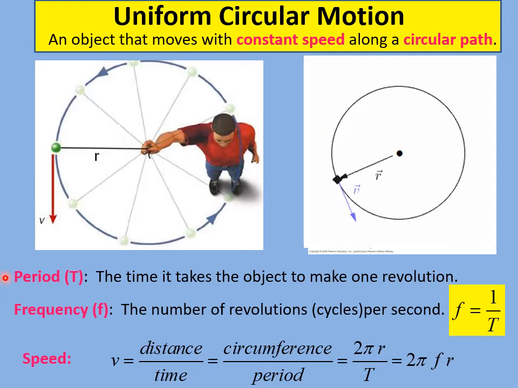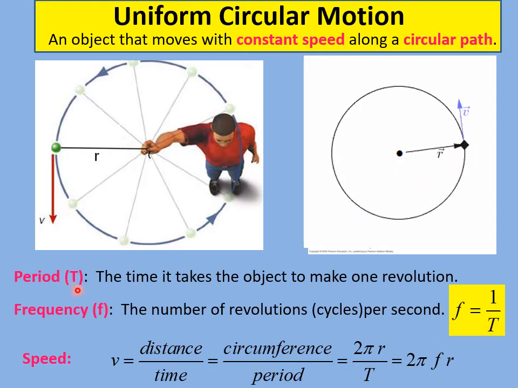The first is called the period. Period is the time it takes an object to make 1 revolution. So for example, if we were to start right here and count how many seconds it takes this object to go all the way around until it gets back right here, that was 1 period. The frequency is the number of revolutions or cycles per second. The frequency and period are always related by a reciprocal relationship. So the frequency is 1 over the period. Likewise, the period T is 1 over the frequency.